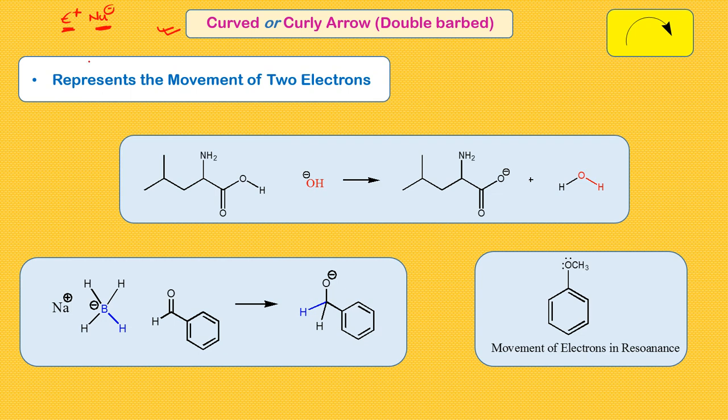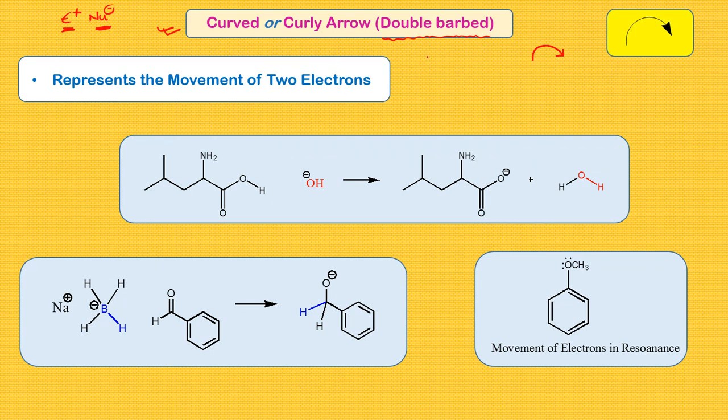How can we represent the reaction between the electrophile and the nucleophile? This is represented with the curve or curly arrow. In this case, they are also of two types. The first arrow we are discussing here is a curly or curved arrow with the double bar. As we have already discussed, the double bar is nothing but the involvement of this two barb structure, but it is curly. It is not like the straight arrow that we have seen earlier.